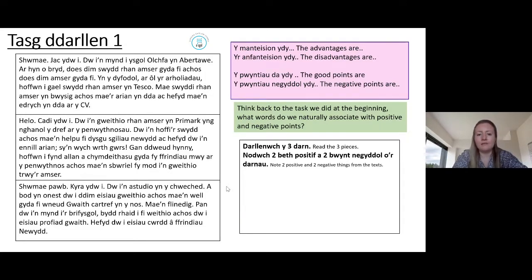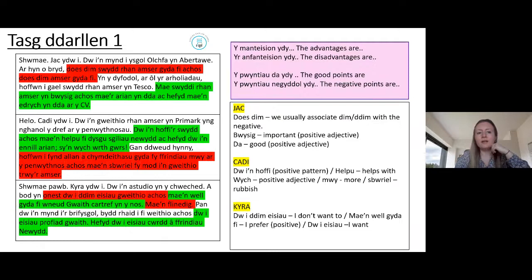Okay, da iawn fyna. Let's start going through the answers then. So I'll give you some clues, okay? So what I've done for you here is I've highlighted the positives and the negatives in the text so you can see. Okay, now what you can do is what I said earlier is do this by process of elimination. Before you even started, what is factual? What is definitely not a positive or a negative?